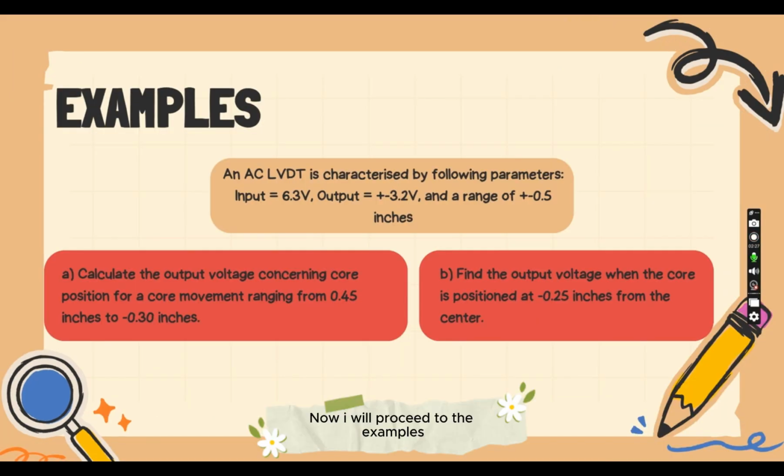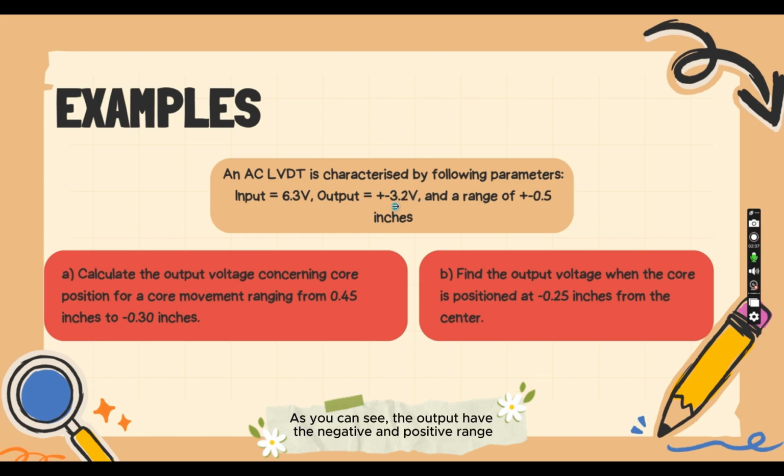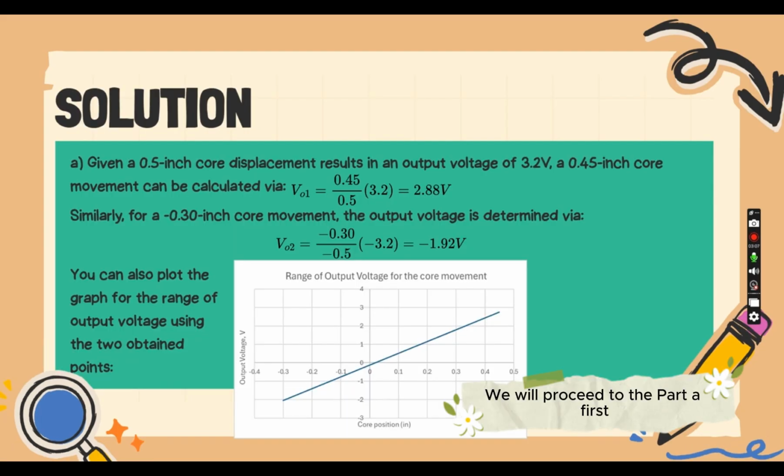So now I'll proceed to the examples. An LVDT is characterized by the following parameters, input and output. You see the output has a negative and positive range, and a range of negative 0.5 to positive 0.5 inches. The question is, A: calculate the output voltage with respect to core position for a core movement ranging from 0.45 inches to negative 0.3 inches. And B: find the output voltage when the core is positioned at negative 0.25 inches from the center. We'll proceed to part A first.